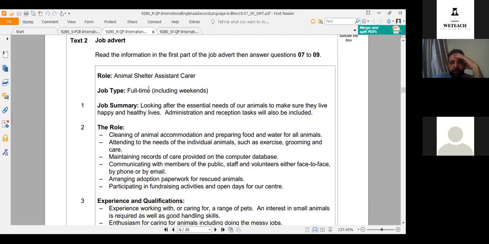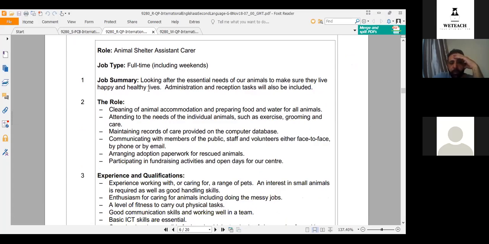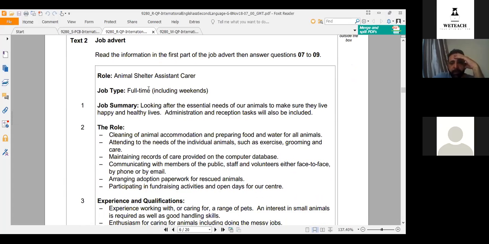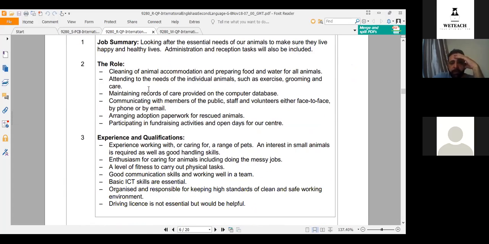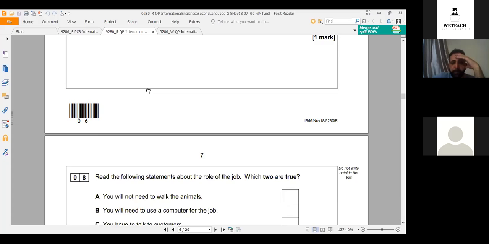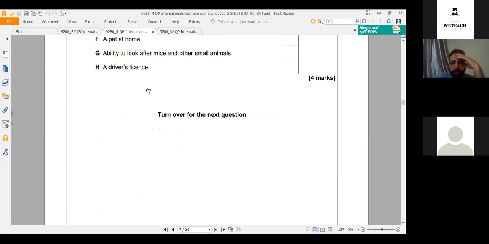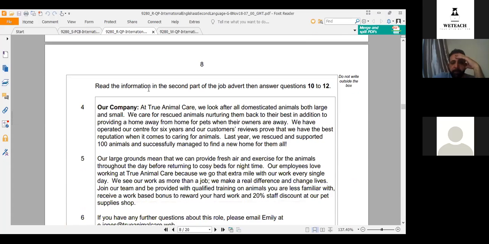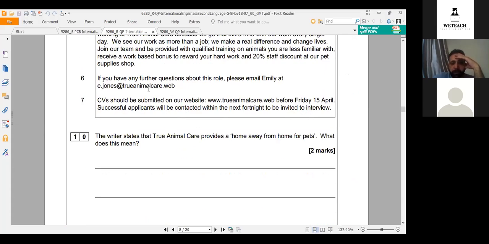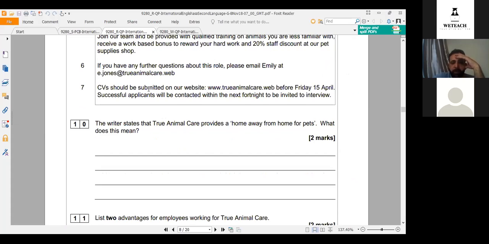Then we're going to have text number 2. Text 2, as you see, is a little bit longer. The number of words is larger than in text number 1. After the text, we also still have some multiple choice answers. Then you're gonna have the second part of text number 2, I mean question number 2, and then some new questions.